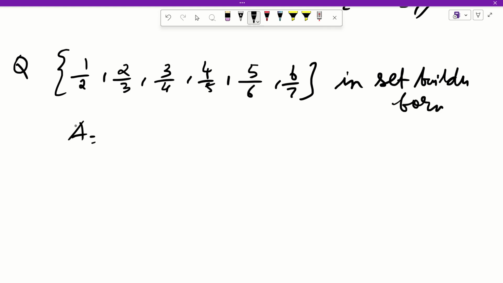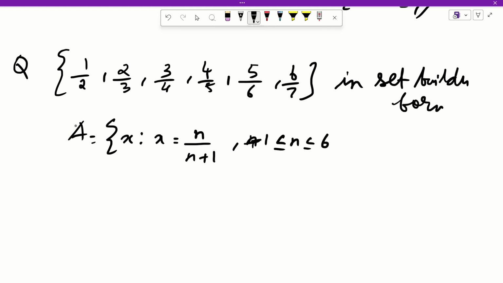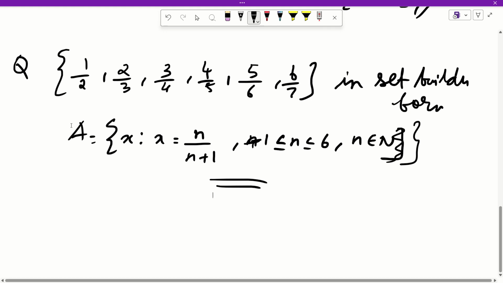So x such that x = n/(n + 1), where n starts from 1, with 1 ≤ n ≤ 6. In what type of numbers does n belong? n belongs to natural numbers. Remember, curly brackets, not square brackets. Okay. Now let us discuss the different types of sets.